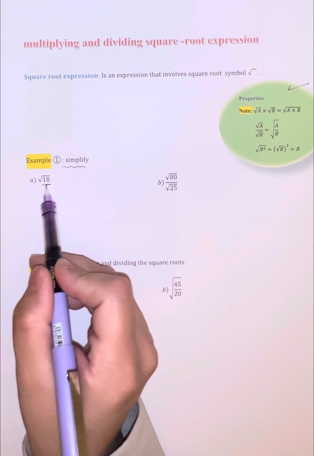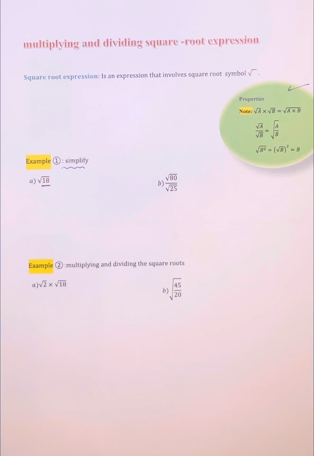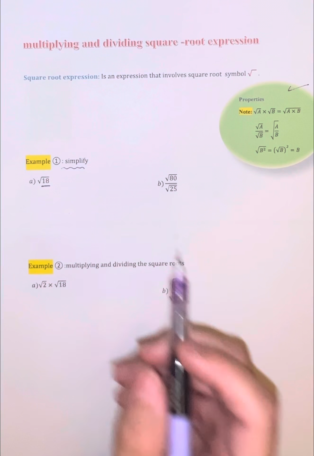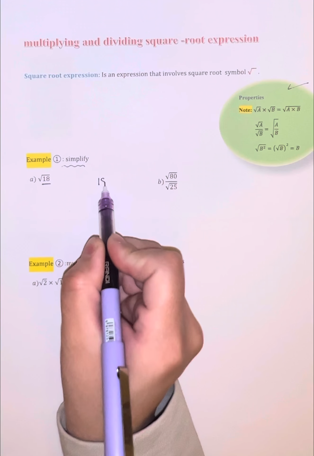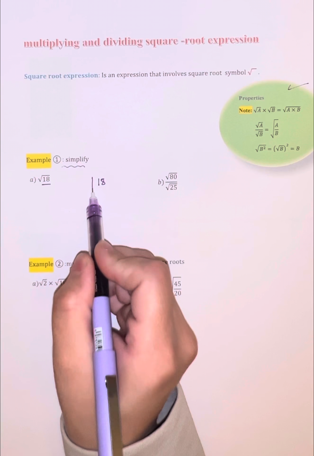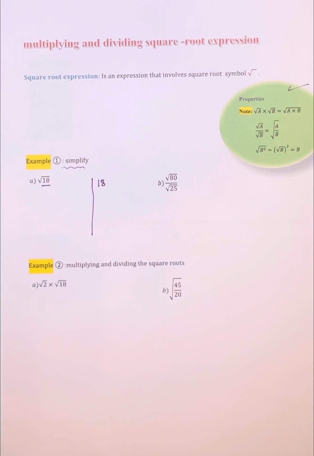We have 18 in the square root symbol, okay? As you see, 18 is not a perfect square, so we can't write the result for it. But the question says simplify. That means we can simplify the square root, okay? I will write 18, the number inside the square root symbol, then draw a vertical line, okay?